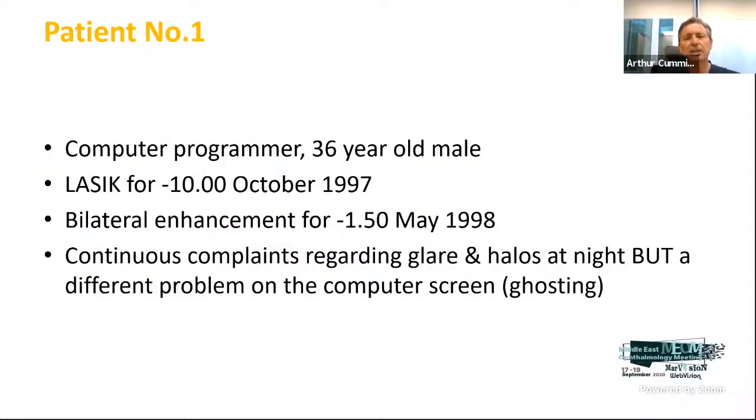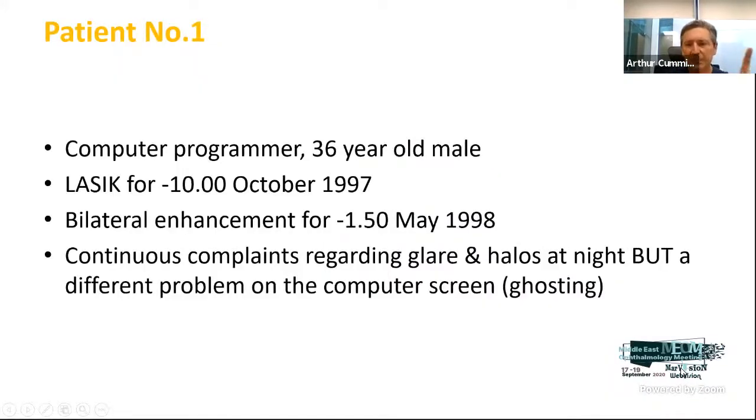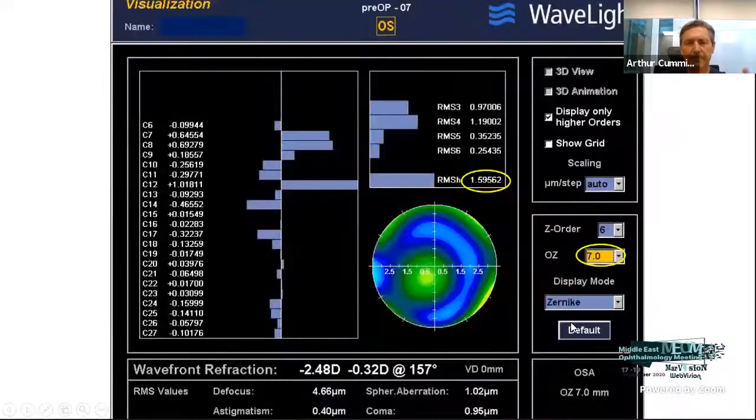I'm going to show you a patient. This patient, 36 years old, had LASIK many years ago for -10, and landed up needing an enhancement in May 98, but he continued complaining of glare and halos. I want to show you how much wavefront can help us. Here was his biggest issue: he had glare and halos at night, but a different problem in the day. During the day, he had ghosting, and you find it hard to explain that when you're just doing a refraction.